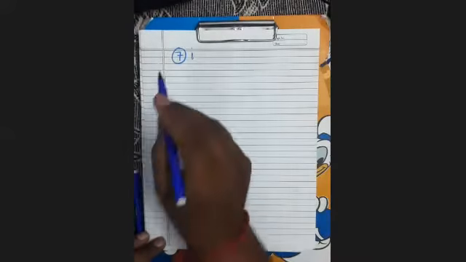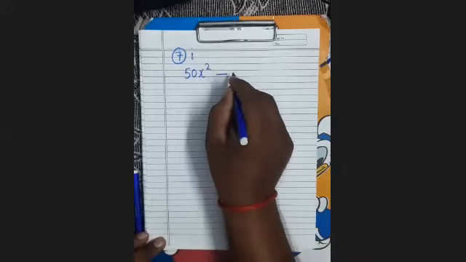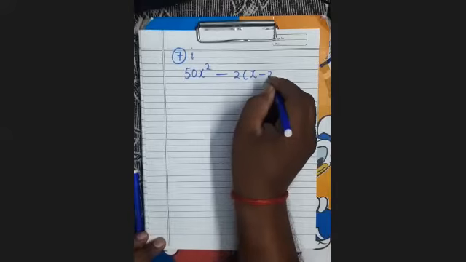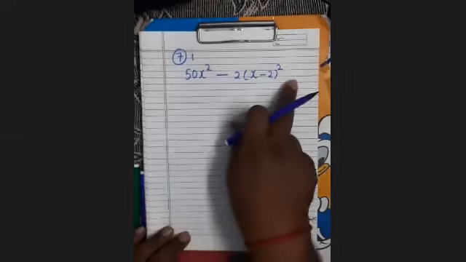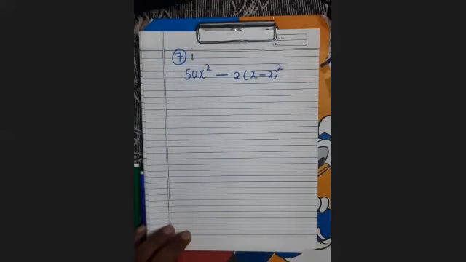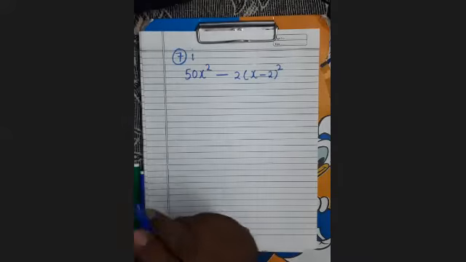Question number 7, first part. We'll see first part. 50x square minus 2(x minus 2) whole square. So you see, first you see what is common in between both the terms. क्या x common है? X is common or not? No, sir. क्यों नहीं कॉमन है? क्योंकि ये होल स्क्वायर के अंदर है. So x is not common.